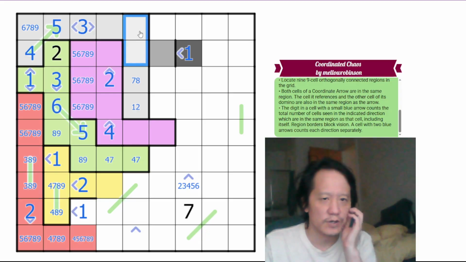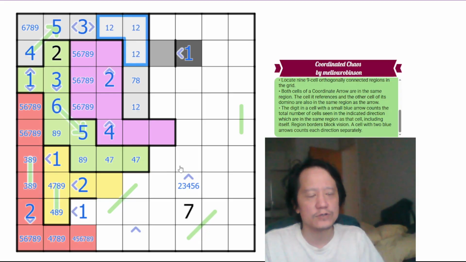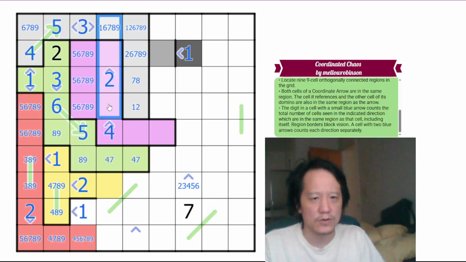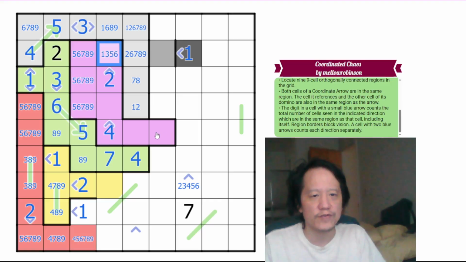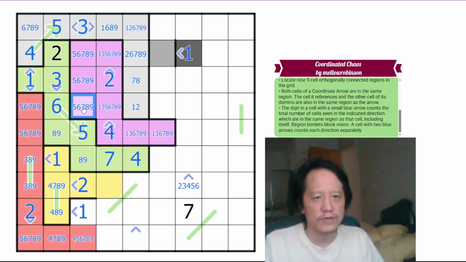The rest of this gray region is 1, 2, 6, 7, 8, 9. Obviously, 2 can't be here, 1 can't be here. This 4 eliminates 4 here, so it's 7 and 4. 7 cannot be in the rest of the column, so it can't be 7. The rest of the pink region is 1, 3, 5, 6, 7, 8, 9. This can't be 5. These can't be 5. These can't be 6 here.